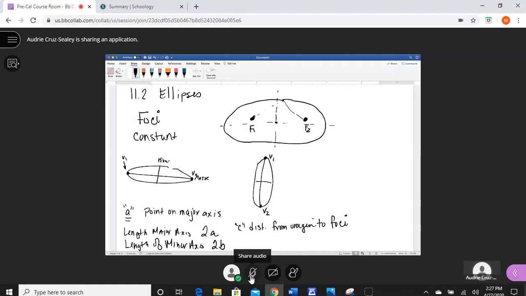Okay. Distance from the origin to the foci. Note, between A, B, and C, A represents the greatest distance. A should be the biggest number. Because remember, your foci are inside of the ellipse. So this is not bigger than A itself, which is all the way to the end.